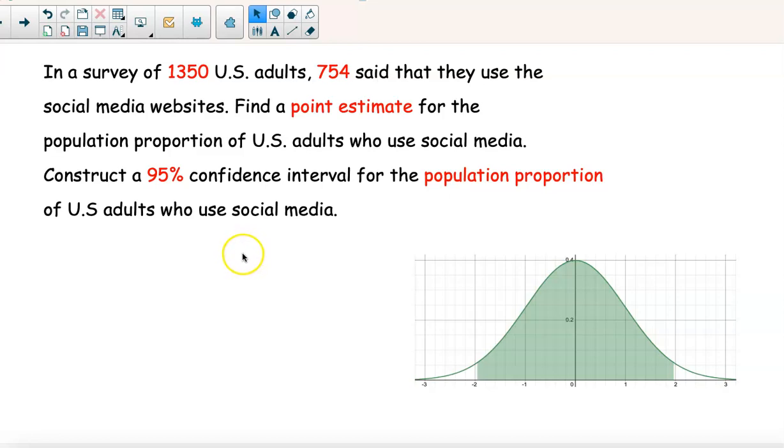In this video, we are going to learn the process of constructing a confidence interval for a population proportion. So, the problem goes like this.